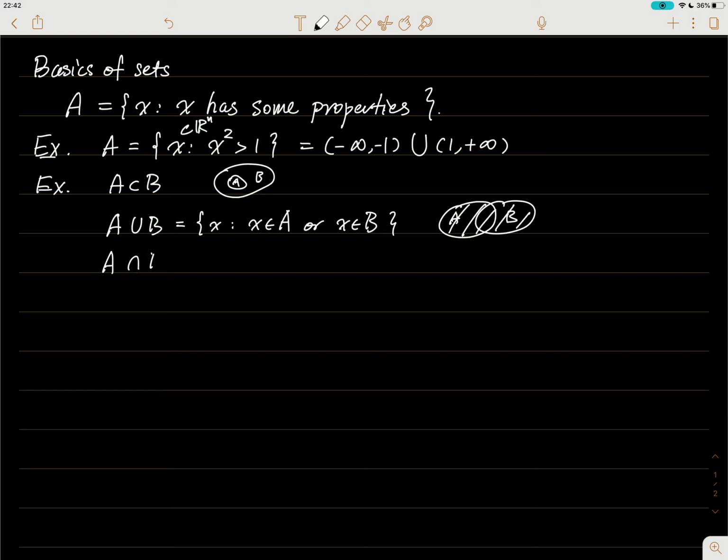Intersection is the elements that are in A and also in B. Okay, and from the picture, that means if this is the A, this is the B, then it's the common area.